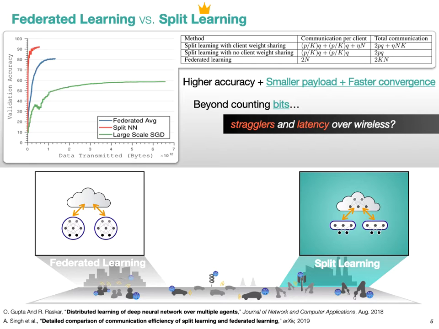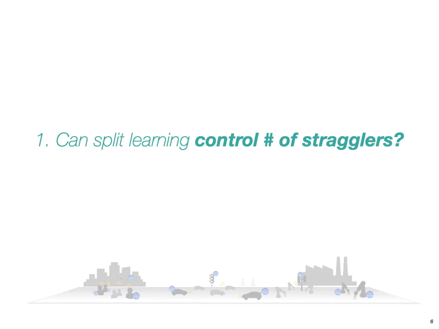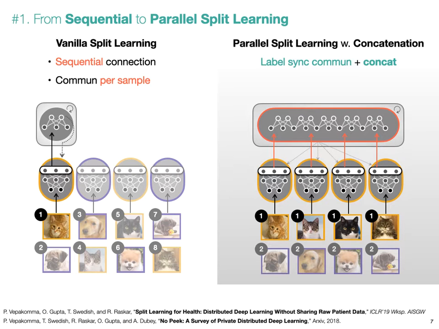Answering this question is not trivial, particularly under intermittent connectivity, such as wireless links that are essential in enabling large-scale split learning, but whose channel quality is time-varying. With this motivation, in this talk, we aim to ask and answer three key questions. Here's the first one. Can split learning control the number of stragglers?